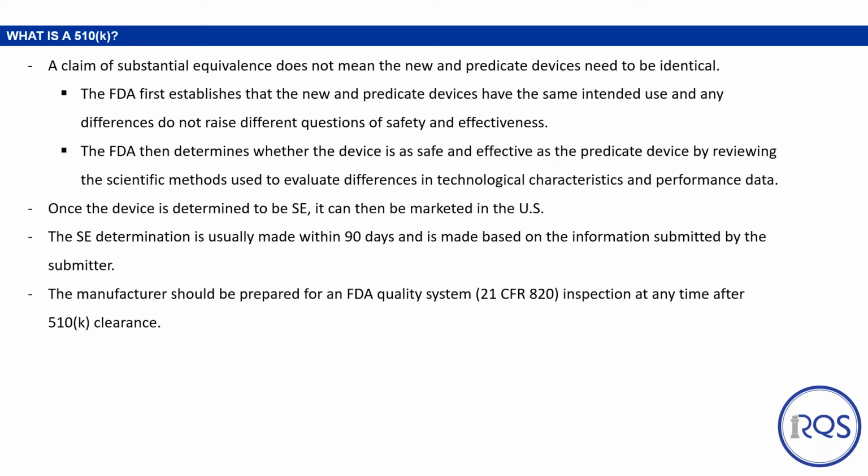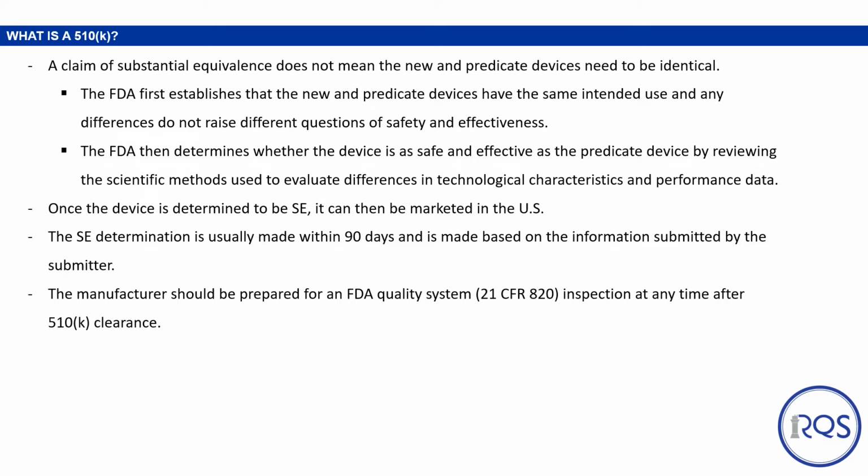A claim of substantial equivalence does not mean that the new and predicate devices need to be identical. The FDA first establishes that the new and predicate devices have the same intended use and that any differences do not raise safety concerns, and then the FDA will determine if the device is as safe and effective as the predicate by reviewing the scientific methods used to evaluate the characteristics and performance data, such as clinical and non-clinical bench performance data. This can include engineering performance testing, sterility, electromagnetic compatibility, software validation, biocompatibility evaluation, among other data.